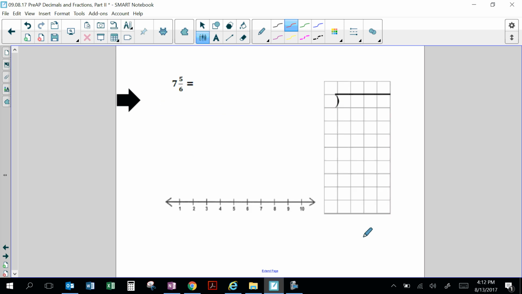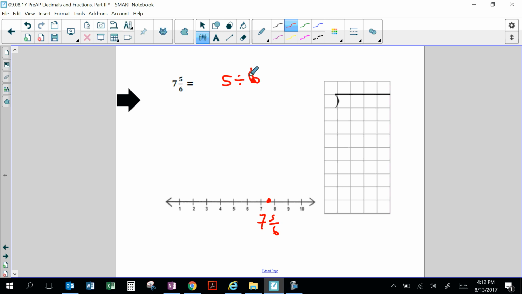7 and 5/6. What two whole numbers would 7 and 5/6 be between? It would be between 7 and 8. So it would be somewhere right here. 5/6, is this more than a half or a little less than a half? 5 is so close to 6. If you have a fraction bar and you divide it into 6 parts and shade in 5, it's almost a whole. So let's divide this.